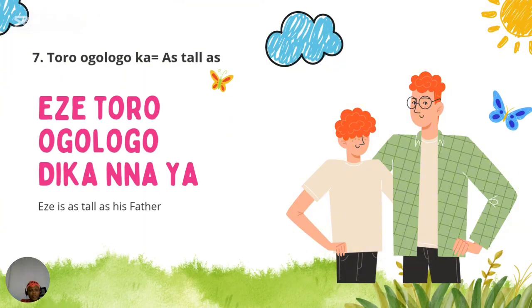Ọzọ dị ka ibia bụ gịnị? Toro ogologo ka is like as tall as. So we're saying toro ogologo ka means as tall as. Eze toro ogologo dịka nna ya. It means that Eze is as tall as his father, even though his daddy is still very tall, right? But you can see that he's that boy that will really grow tall. Maybe when he gets to his father's age, he will be as tall as his father.